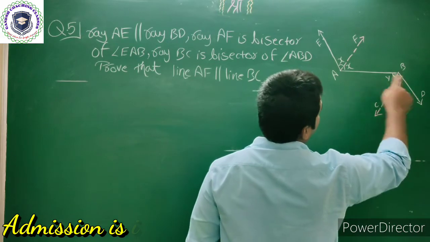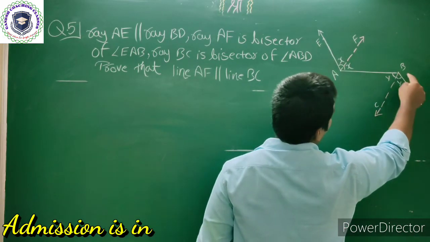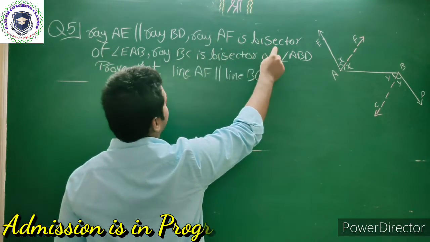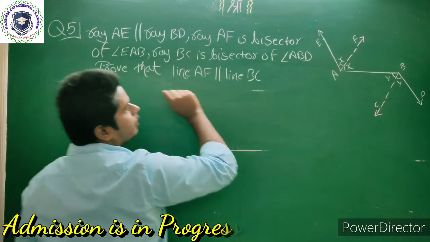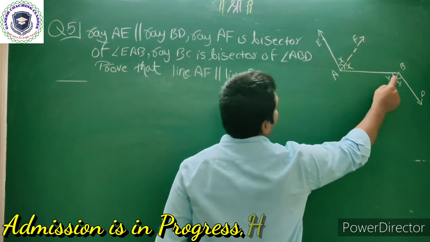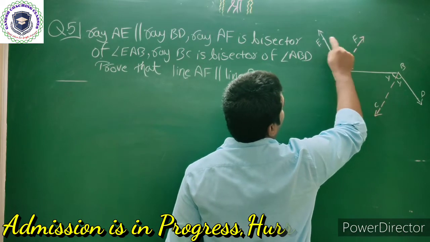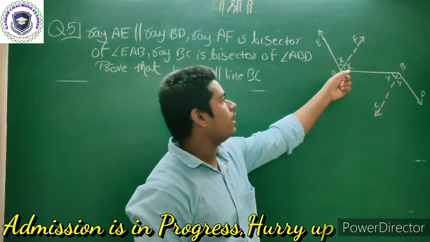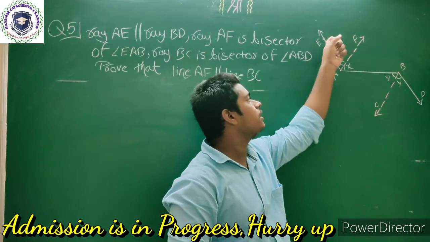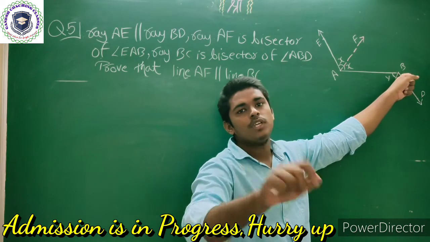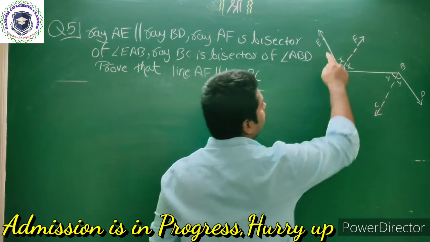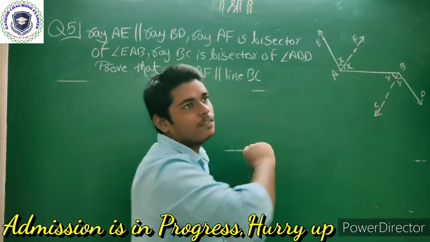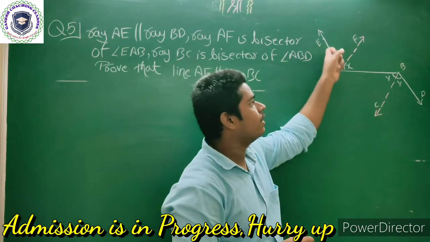In this figure, ray AE is parallel to ray BD, and after that ray AF is the bisector of angle EAB. Where is angle EAB? Here, EAB. And here ray AF is the bisector of EAB. Bisector means ray AF divides angle EAB into two equal parts, that is EAF and FAB. These are the two equal parts.